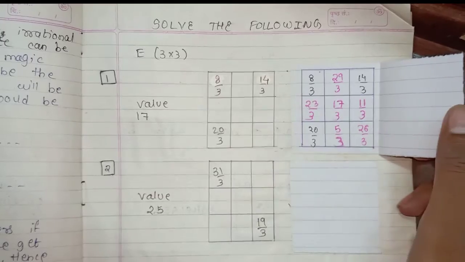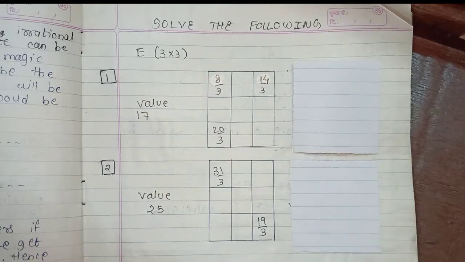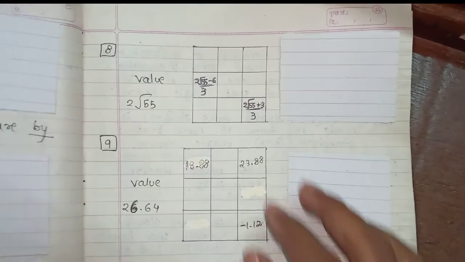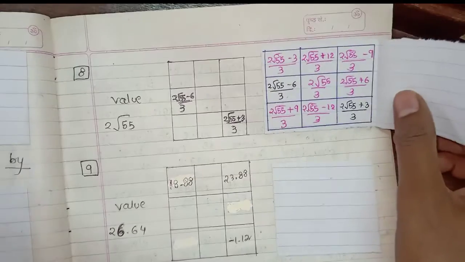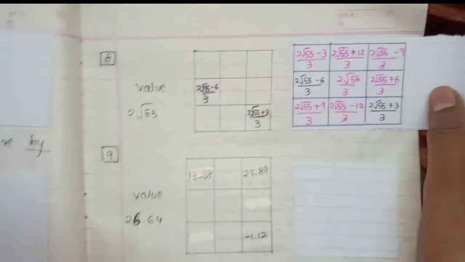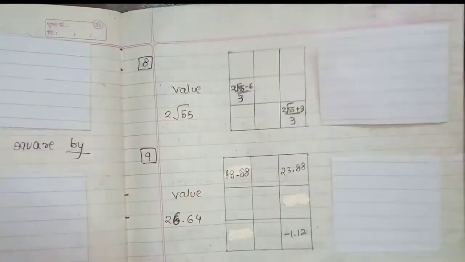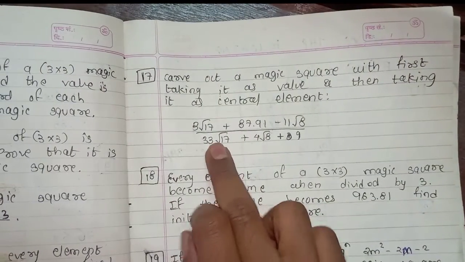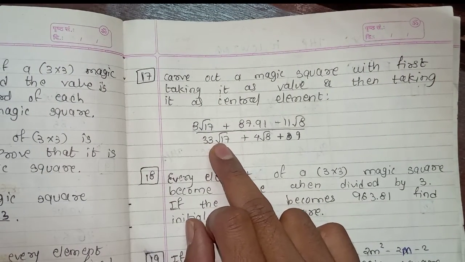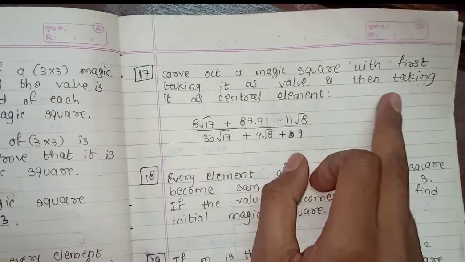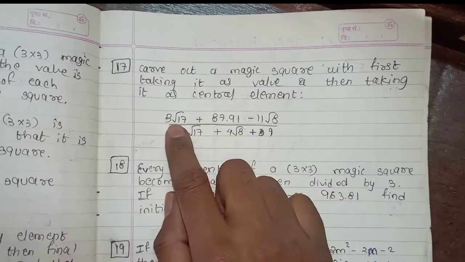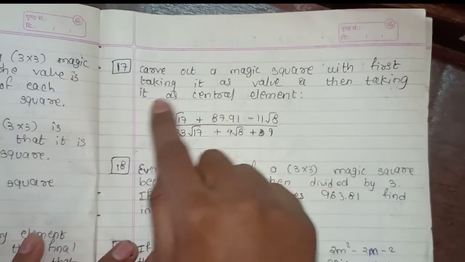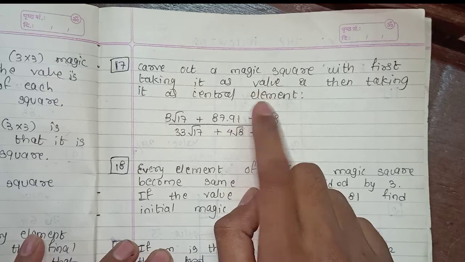So again, the same method. First of all, the magic square is written, and then its answer is in the flap. I have taken this very complicated one also. You can see this one really contains surds, algebraic surds. Then the word problems also, you can see this. You have to construct a magic square taking this as the central element. Obviously, it should be 3 by 3 if possible. This is the central element, meaning this element will come in the center.